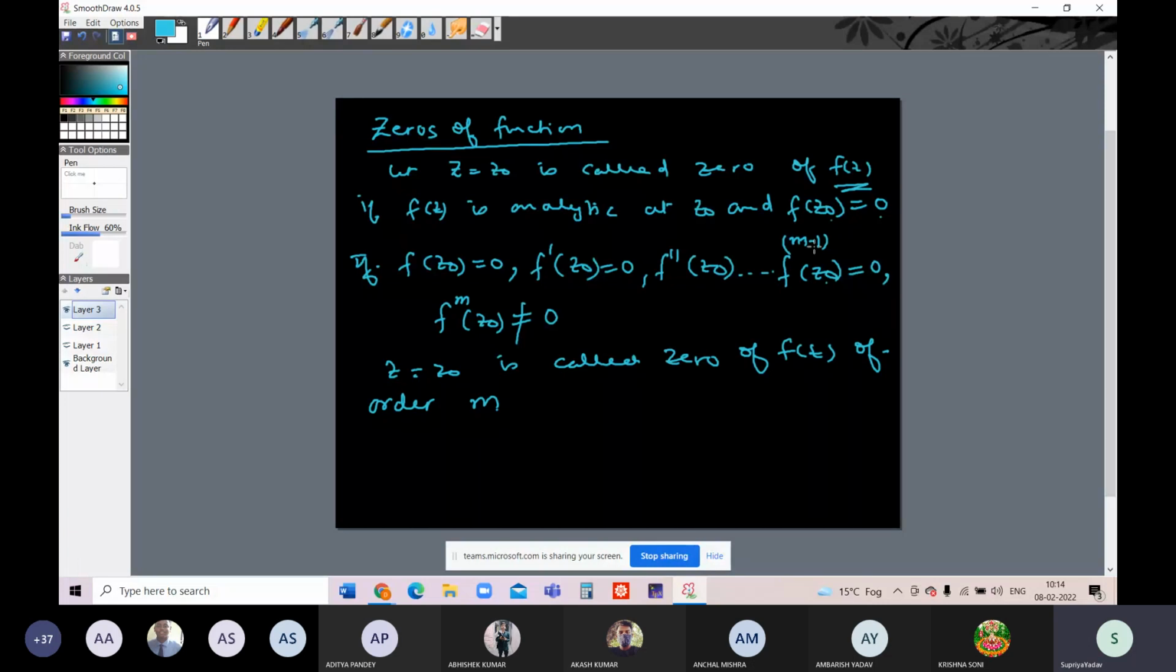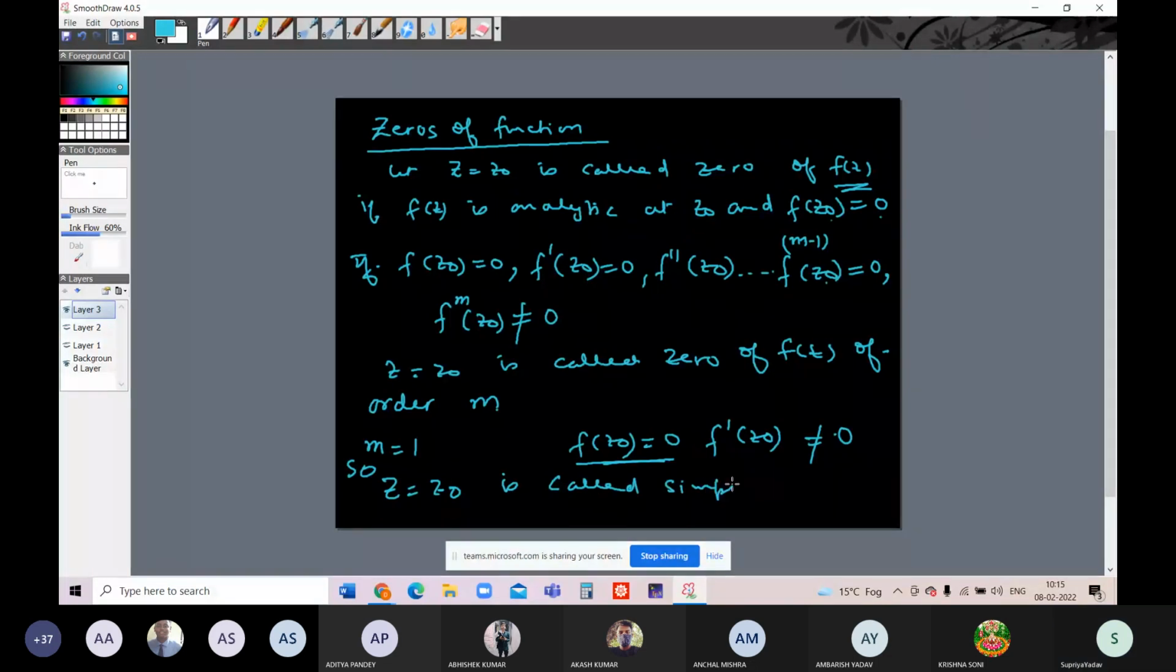And when m = 1, it means that f(z0) is 0, but the first derivative of this function at z0 is non-zero. In that case, z = z0 is called a simple zero of f(z). Otherwise, if m = 2, it is called a zero of order 2. If m = 3, it is called a zero of order 3.